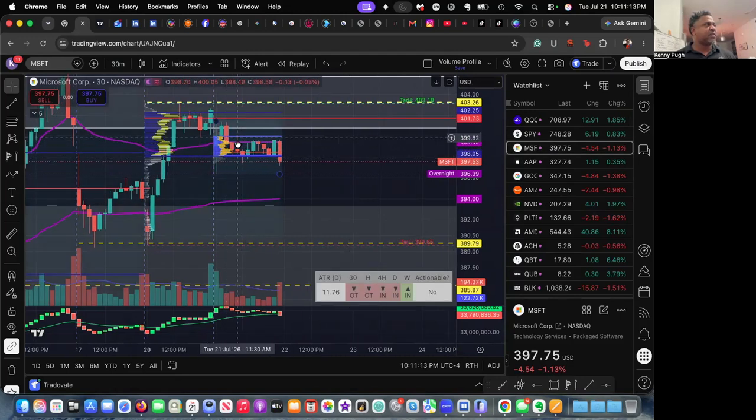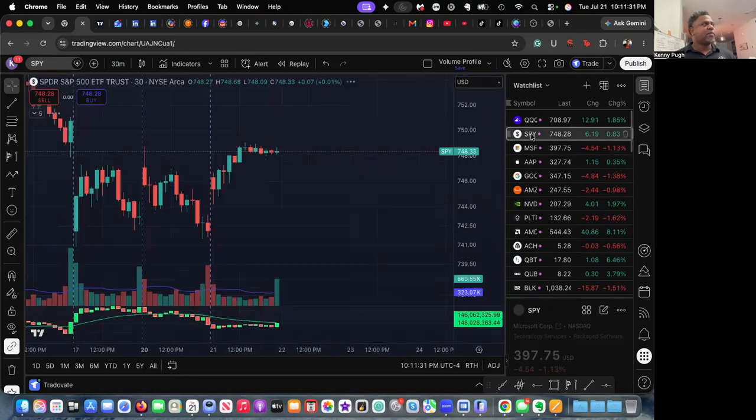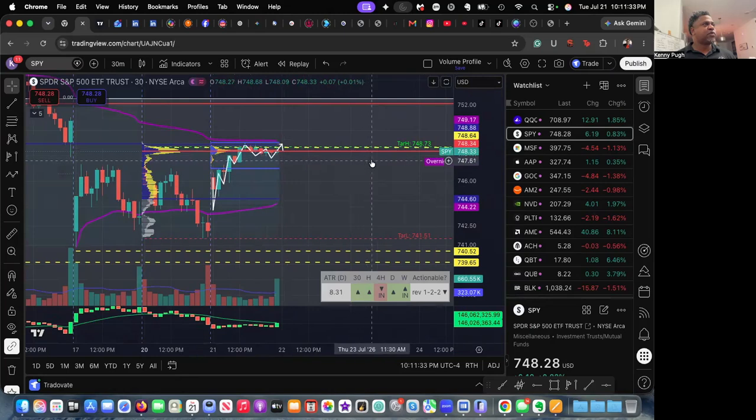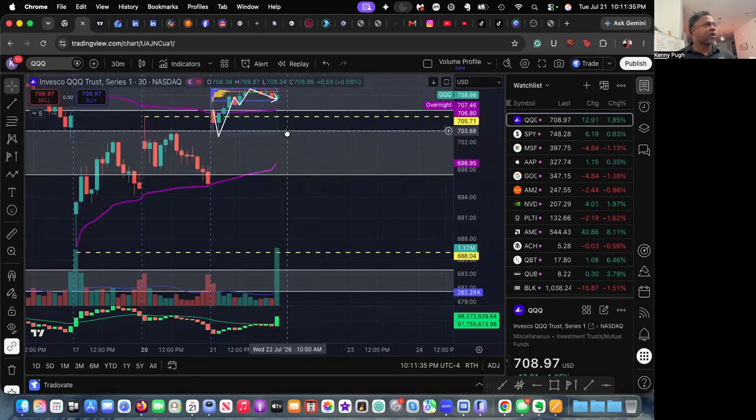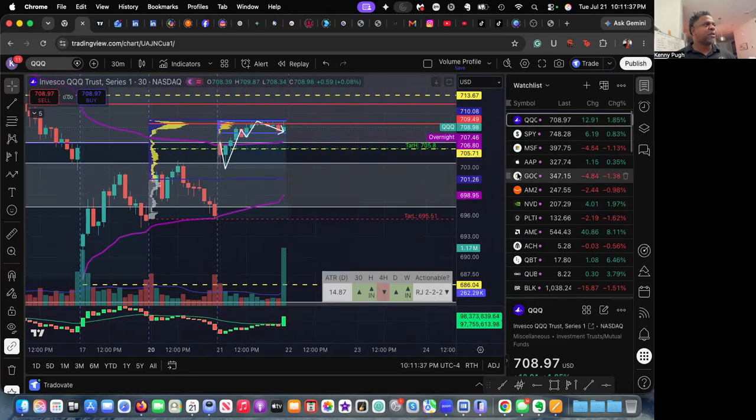Microsoft had this balance move here, so you would have been scalping. But once again, this balanced action is more challenging to play for some people, including myself. And so I want to see once price moves out of balance and into an imbalanced state. We saw the initial move for SPY as well as the Qs.